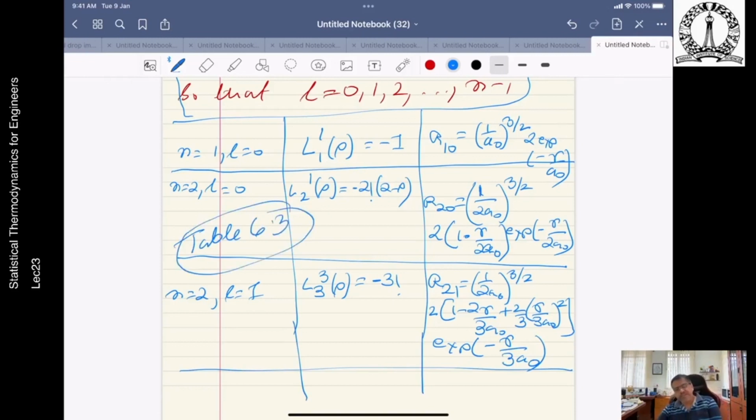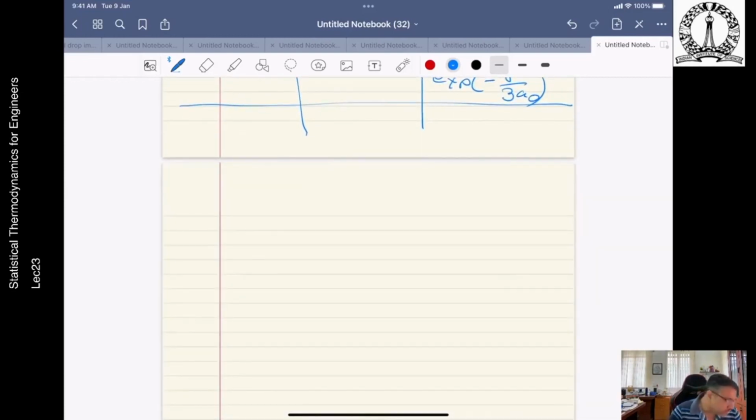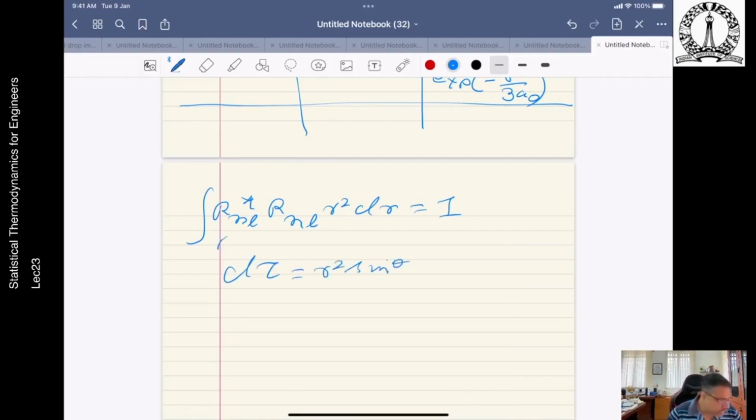So what we have done is that we have compiled the Laguerre polynomial and the corresponding radial function in this particular way. This is the first few radial functions. You can compile a lot of these numbers. As expected, each tabulated radial function has been normalized by integrating with respect to the radial portion of the differential equation. So this is to assure the integral of R n L star into R n L, r squared dr is equal to 1, because your d tau equals r squared sine theta dr d theta d phi.